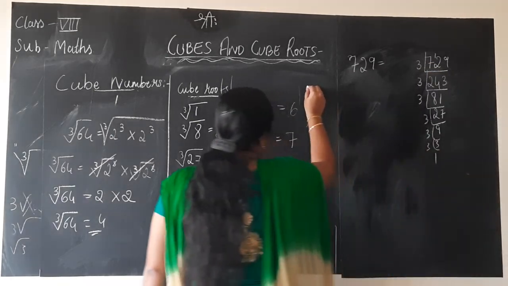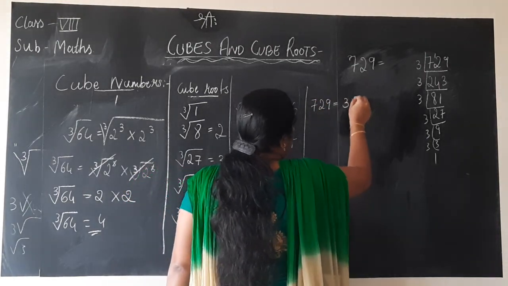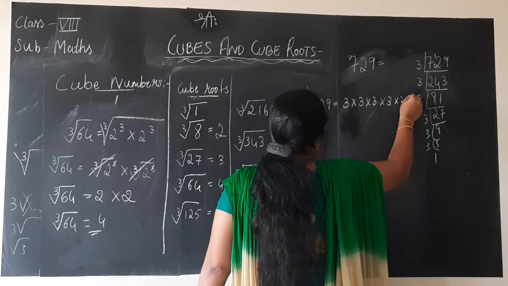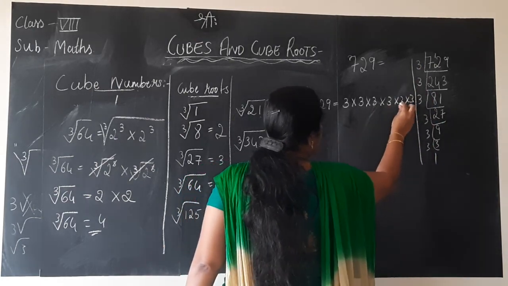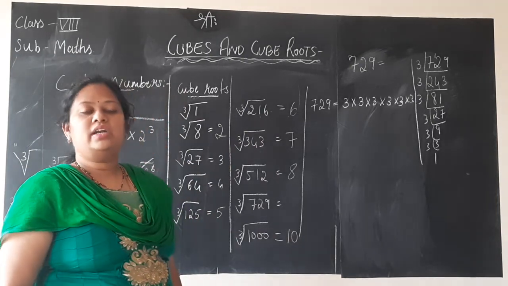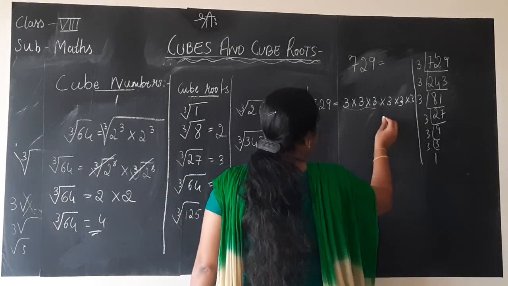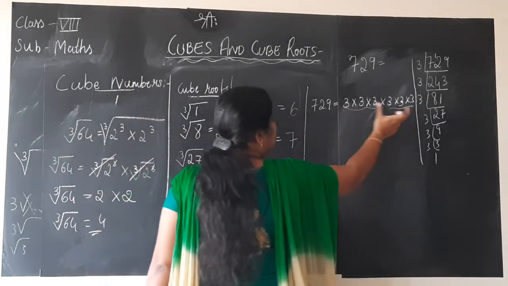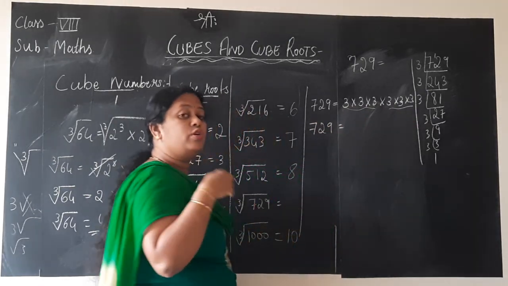So now I can write 729 as 3 into 3 into 3 into 3 into 3 into 3. So 6 times when you multiply 3, we get 729, we came to know. Next step, we group these: first 3 3s, second 3 3s. Groups of 3 numbers we make here. Why? Because we are finding the cube root, so we have to group 3 terms.